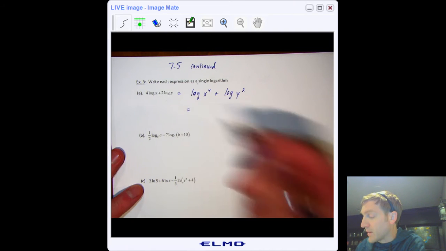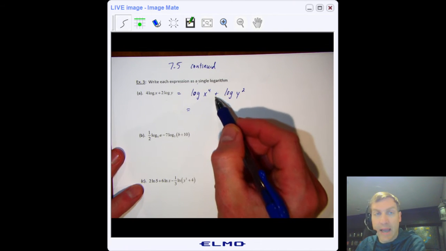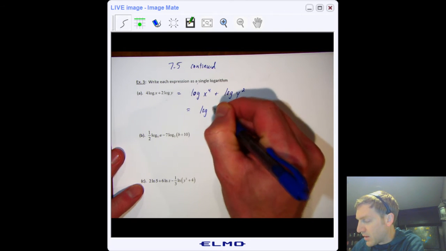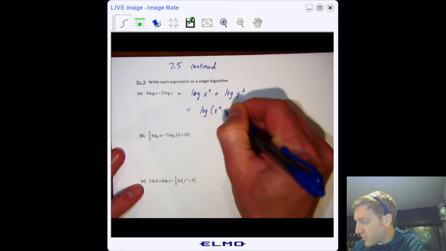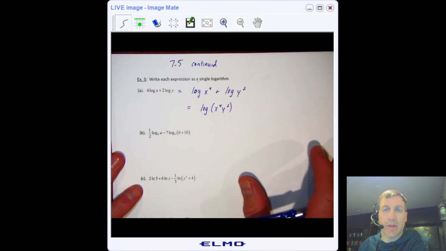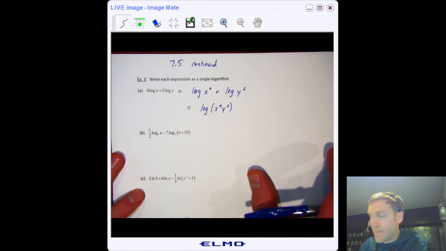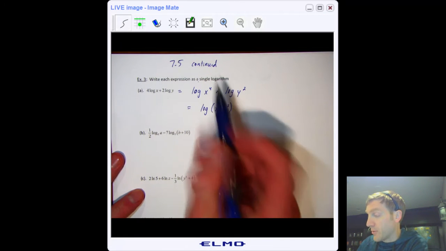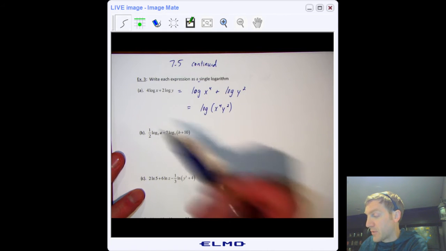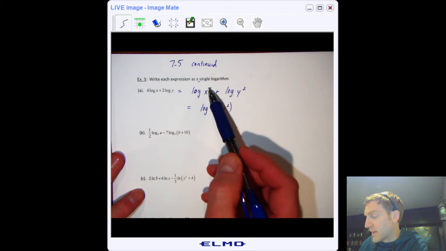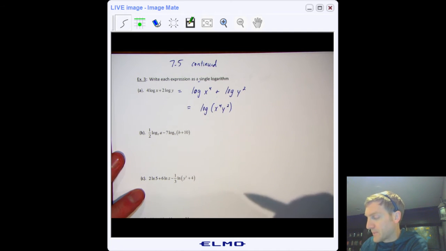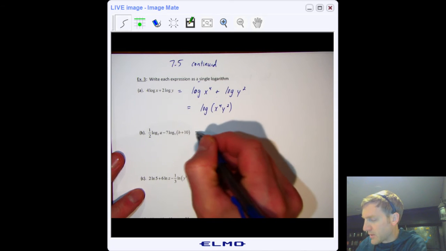All right. Once I've done that, now I have a sum of logarithms. We know addition inside a log becomes a product. So it's going to be the log of the quantity x to the 4th times y to the 2nd. Make sure you put parentheses there just so that you know what product is inside the log. And we're done. That's all I have to do as a single logarithm. Like I said, we're just doing the same rules we did last time, just in reverse. Any number in front of the log becomes an exponent, and adding becomes multiplying. Subtraction becomes division.